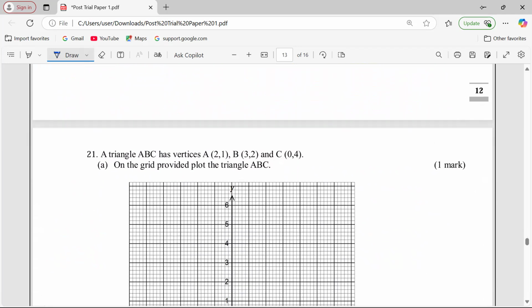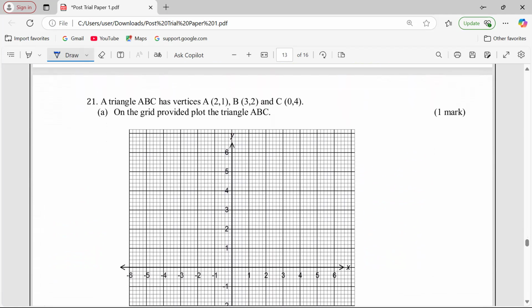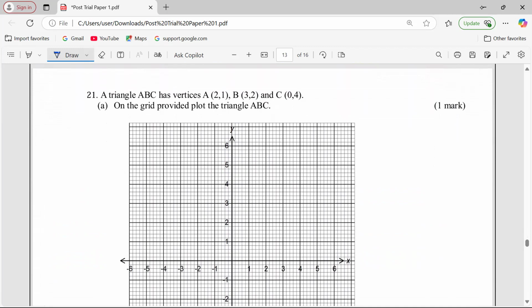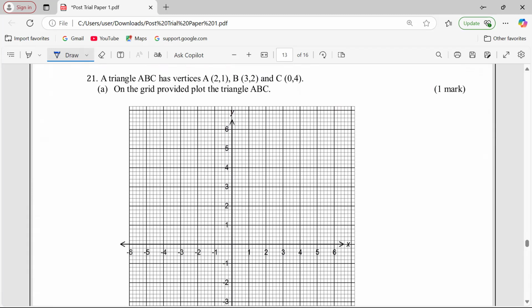Let's look at number 21. A triangle ABC has vertices A (2, 1), B (3, 2), and C (0, 4). On the grid provided, plot the triangle ABC.